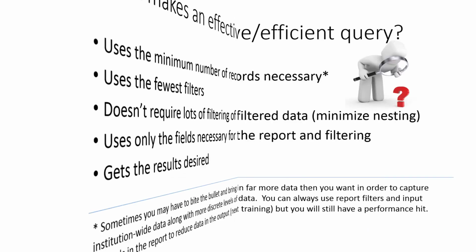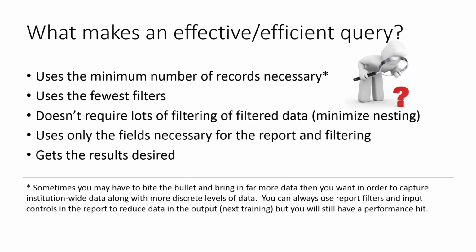What makes a query effective? What makes it run faster? In general, the criteria for a good query is that it processes the bare minimum number of records, uses the least number of filters, minimizes the use of nested or calculated filters, uses only the fields needed, and actually gets the results desired. There are some cases where the client wants both big and little pictures of the data, wanting to have the institutional data that can be drilled down to a particular department, for instance.